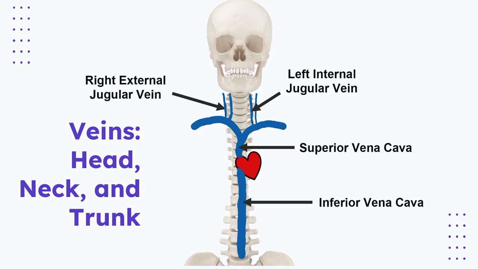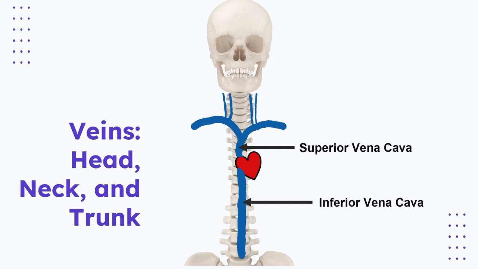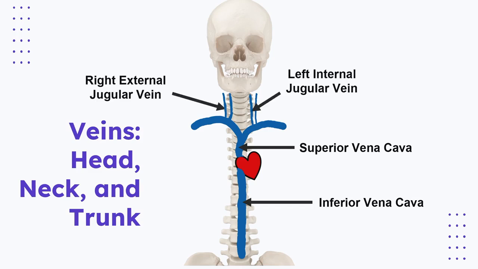Major veins of the head and neck include the right and left external and internal jugular veins. Major veins of the trunk include the superior vena cava, draining blood from the upper half of the body, and the inferior vena cava, draining blood from the lower half of the body. Both vena cavae are the ultimate venous destination and drain directly into the right atrium of the heart.